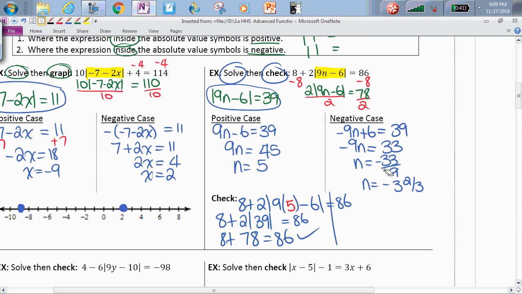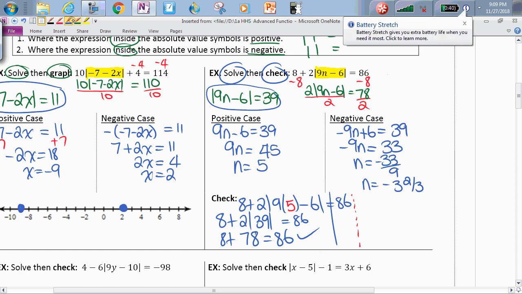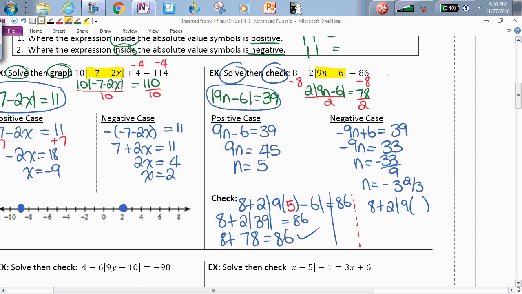We're going to keep this as negative 33 over 9, just to make it a little bit easier for us to solve. The second one is going to be 8 plus 2 times 9 times our negative 33 over 9, which we'll come back to in a second, minus 6, and we're hoping that equals 86. I'm leaving it in an improper fraction because this becomes over 1 and it cancels out.